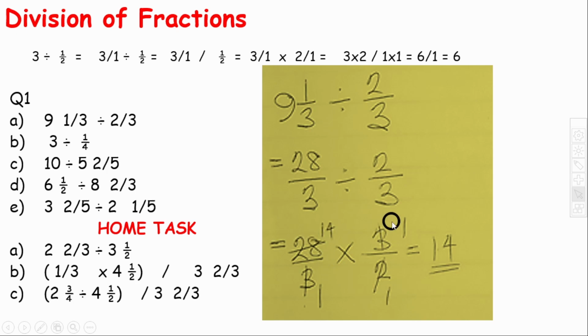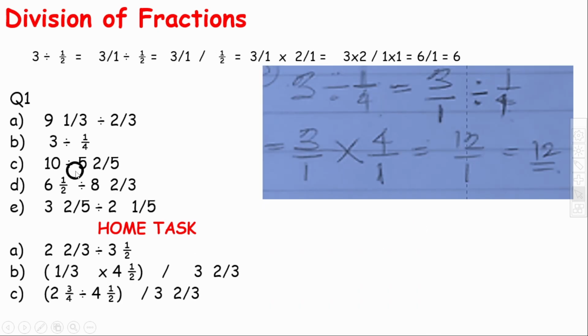So let's multiply the numerators and the denominators. 14 times 1, 14. 1 times 1 is 1. It becomes 14 all over 1. 14 all over 1 is the same as 14, which is our final answer. Let's go to the next question.